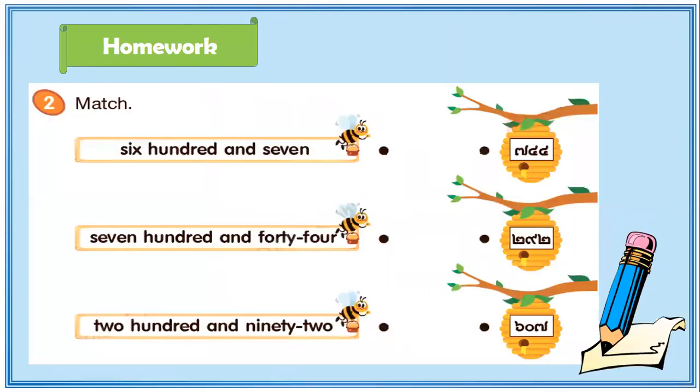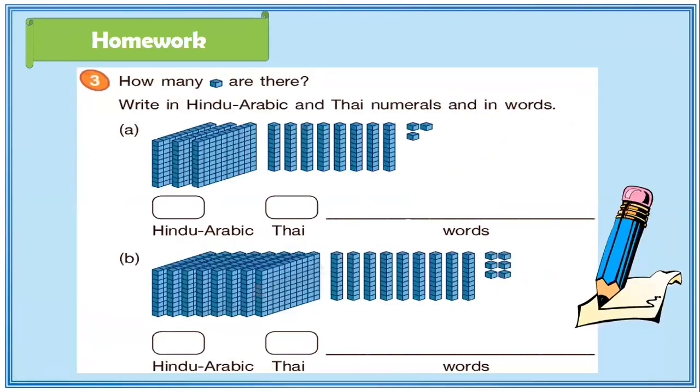For number 2, just match the number in words with its correct Thai numerals. So for example, this 607. So where is 607? So you just connect it with a line. For example, you're gonna connect this here. So make a line here. All right.